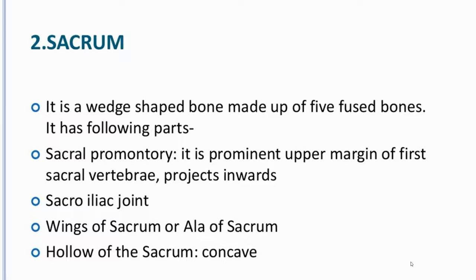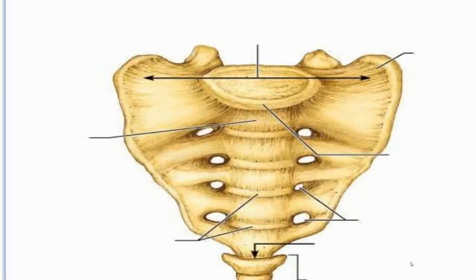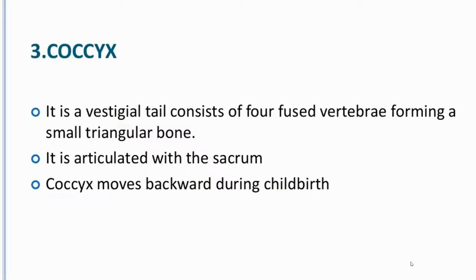The sacrum is a wedge-shaped bone made up of five fused bones, and it has the following parts: sacral promontory, that is the prominent upper margin of the first sacral vertebra that projects inwards, and sacroiliac joints, wings of the sacrum, or we call it ala of the sacrum, and hollow of the sacrum, that is the concave part. You can see the picture of the sacrum very clearly.